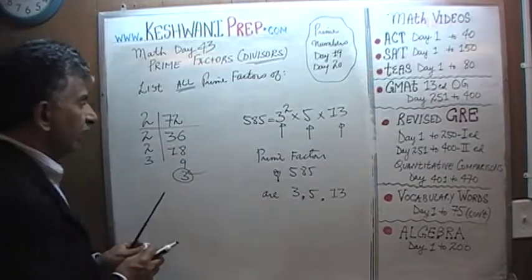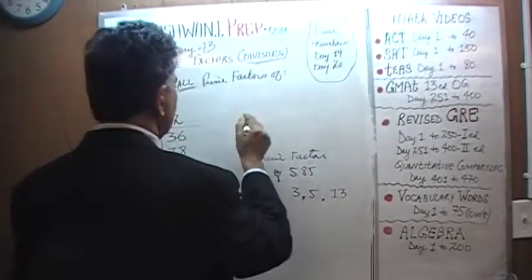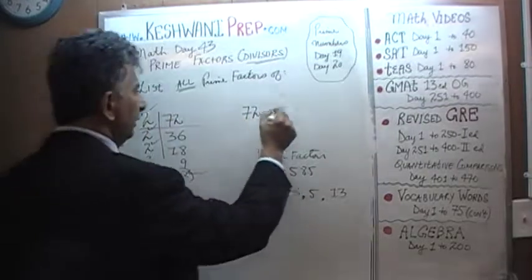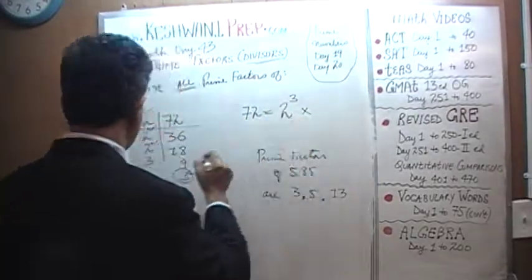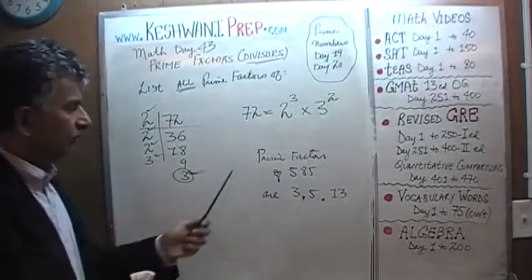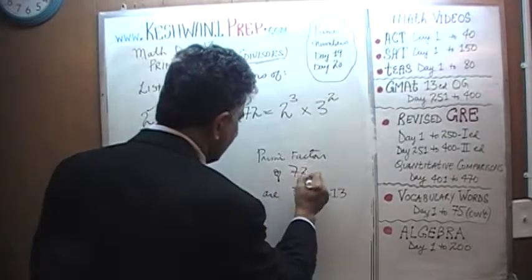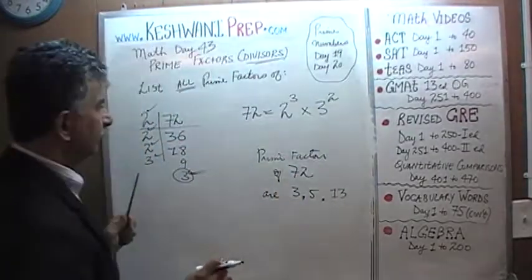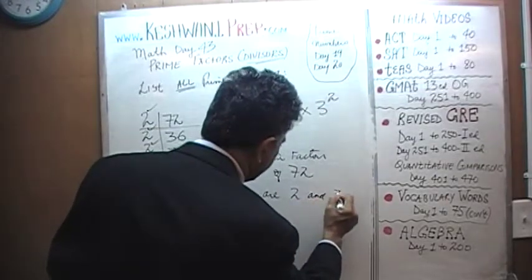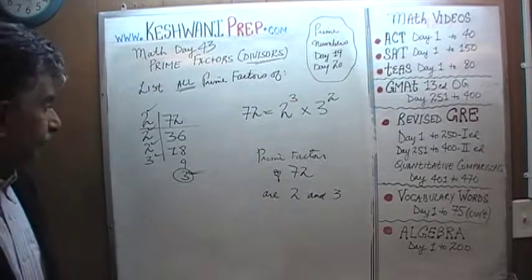And what we conclude is that 72 can be written as 2 times 2 times 2, which is 2 cubed, times 3 times 3, 3 squared. And therefore the prime factors of 72 are 2 and 3. Let's do one more, shall we?